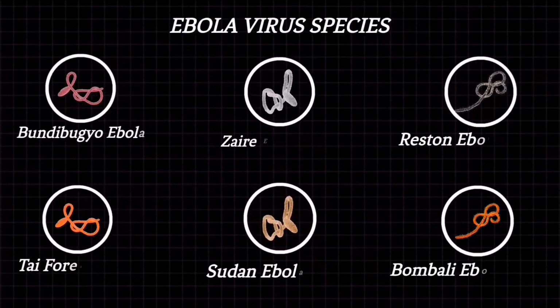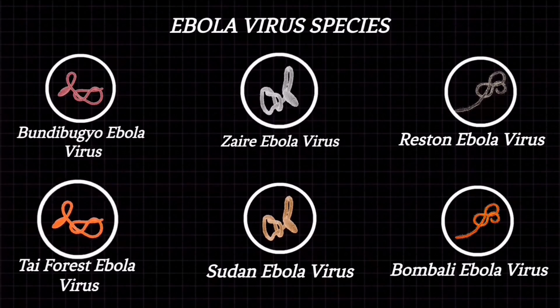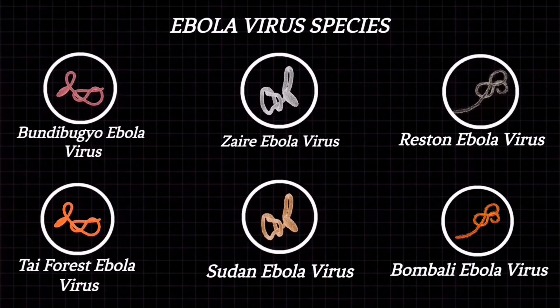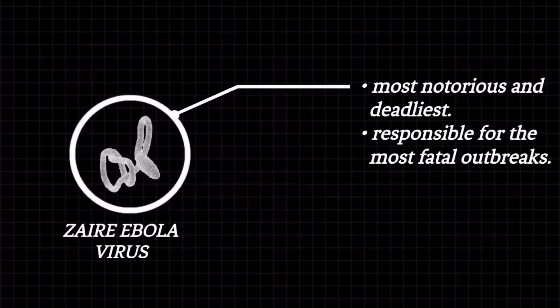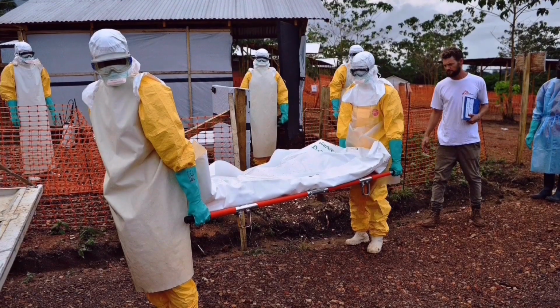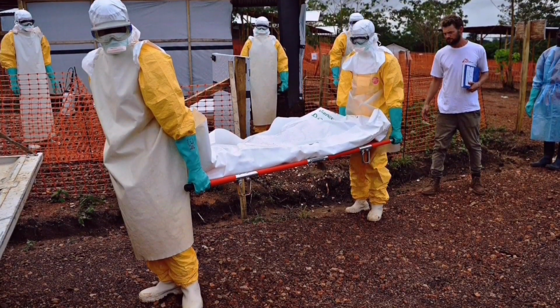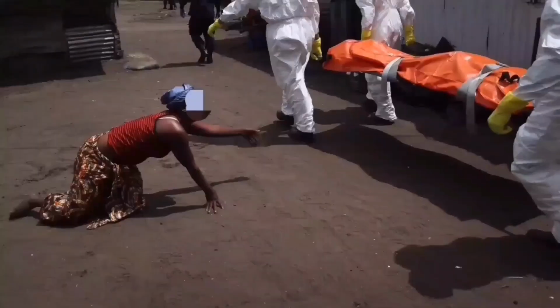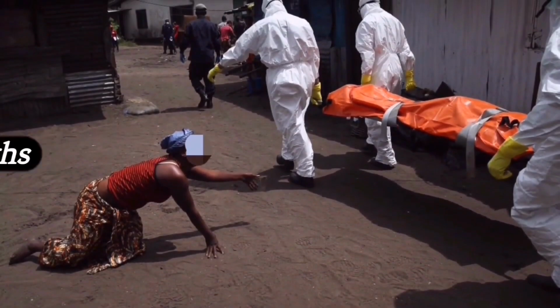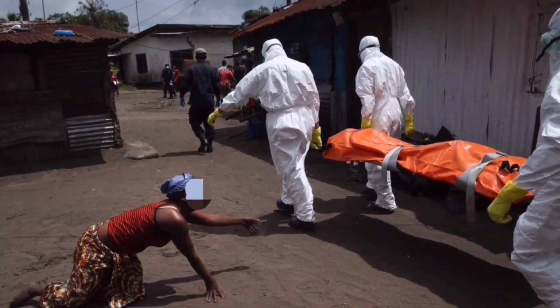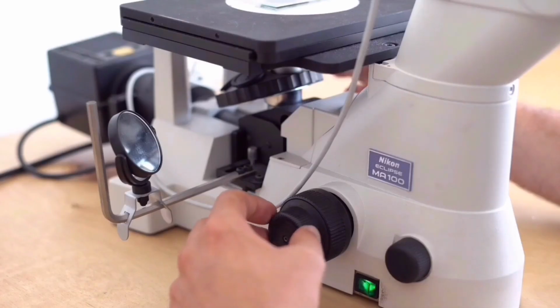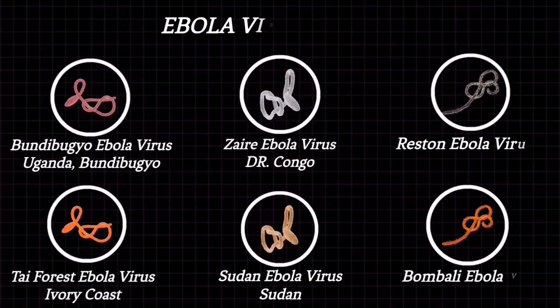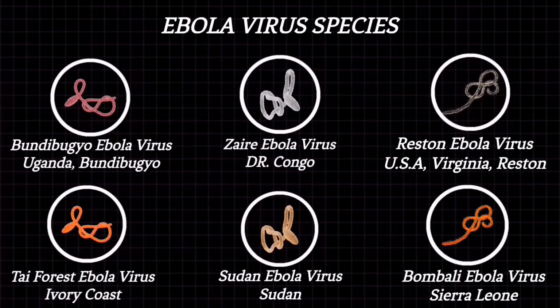There are 6 species of the Ebola virus: the Zaire, Thai Forest, Bundibugyo, Sudan, Reston and the Bombali virus. Among all these Ebola virus strains, the Zaire Ebola virus is the most notorious and deadliest. It is single-handedly responsible for the most fatal Ebola outbreak in history, including the devastating 2014 West African epidemic that claimed some 11,000 lives. The Zaire Ebola virus has been a primary focus of research and vaccine development due to its high mortality rate. All of the 6 species got their names from where their outbreaks took place.